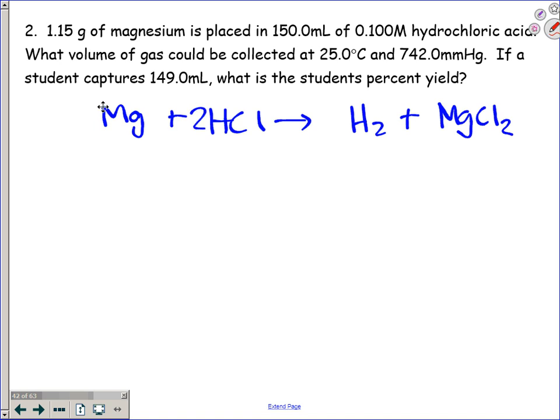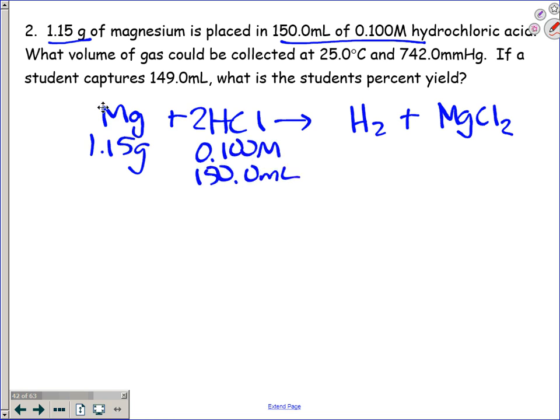Will and Garrett, join me. We're doing number 2 on the 1 through 5, okay? This is something I'm taking up from you guys on Monday, so let's try to knock out at least 2 more. All right, so notice we're given 2 pieces of information. We're given 1.15 grams of magnesium, and then we're given that it's 0.1 molar, and I have 150 milliliters of it, right?